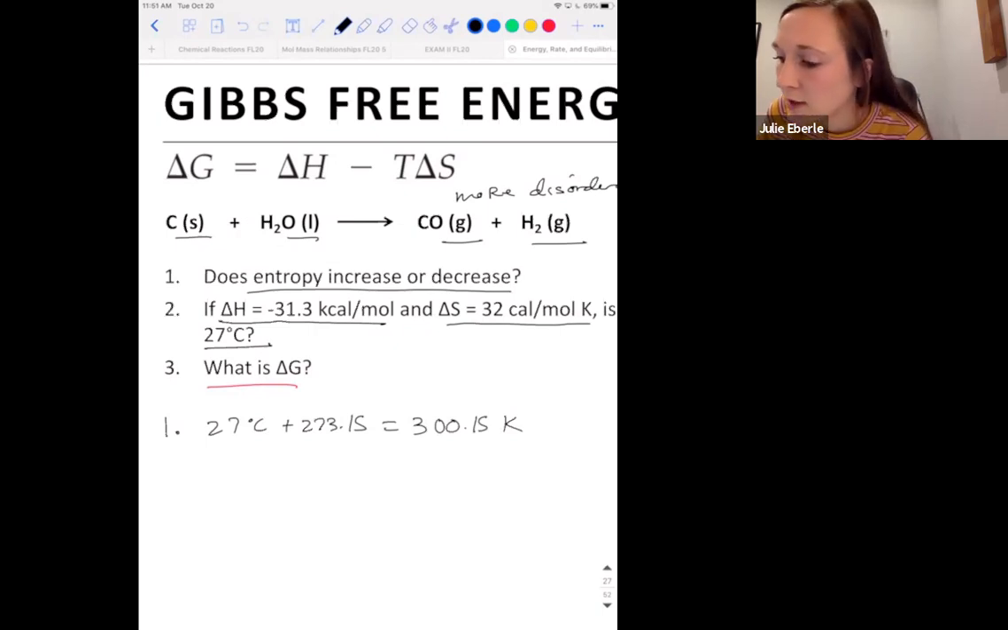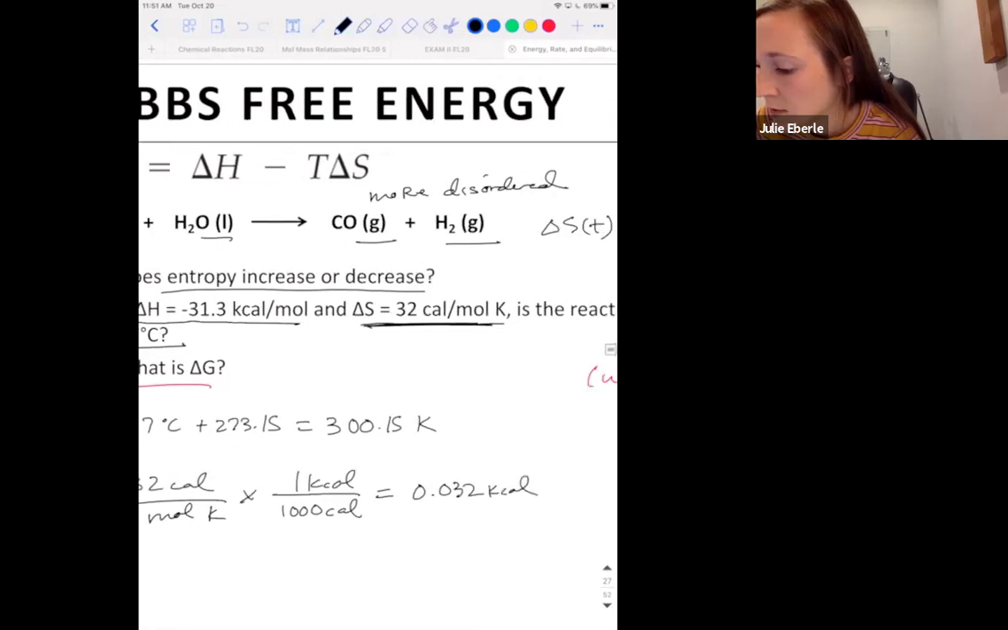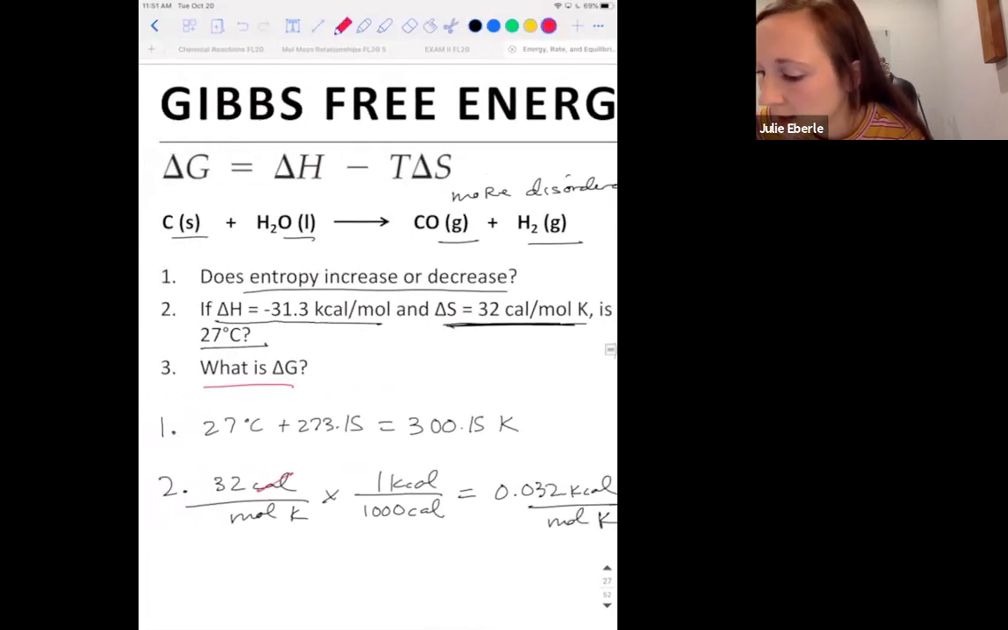And then 2, we're going to convert our delta S to have units of kilocalories. So we're going to take 32, that's our delta S, calories per mole Kelvin, and we are going to convert it to kilocalories, just like we did on the previous slide. We know there is 1,000 calories in 1 kilocalorie. So we're going to divide 32 by 1,000, move the decimal 3 places to the left. You should get 0.032 kcal per mole. Don't forget the per mole Kelvin part. Calories cancel.